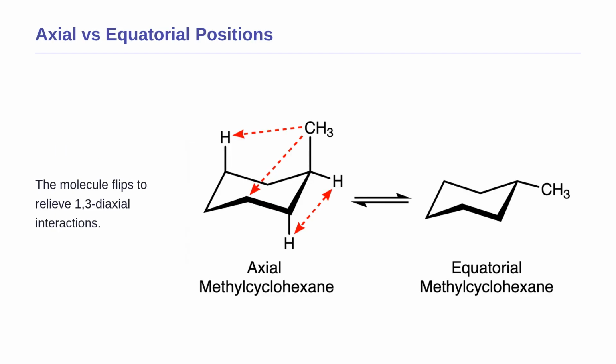Let us visualize this uncomfortable bumping. On the left, you see the methyl group in the axial position. Notice the red dashed lines? Those represent the 1,3 diaxial interactions, where the methyl group is physically clashing with the hydrogen atoms on the same side of the ring. To escape this stress, the molecule undergoes a chair flip, shown by the equilibrium arrows. On the right, the methyl group is now in the equatorial position, pointing outward into empty space. Here, it has plenty of room to breathe, making this shape much more stable.